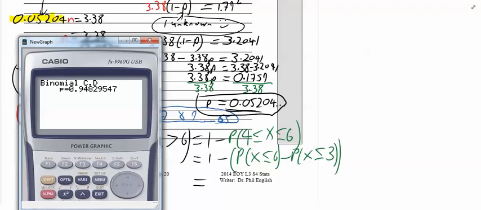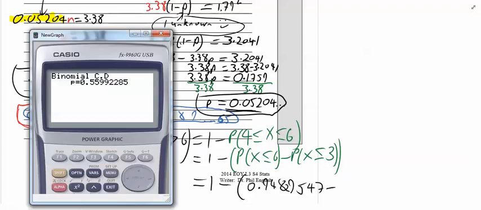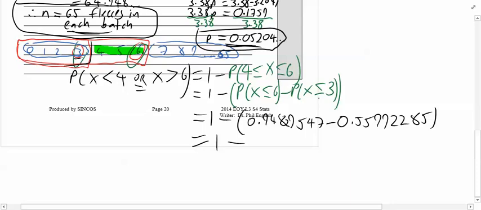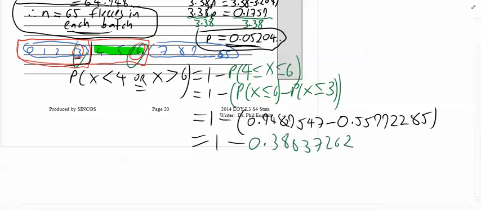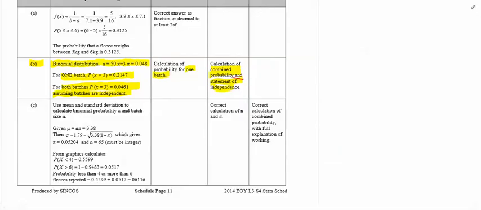And then I need to also subtract from that the probability of x being less than or equal to 3. So that's 0.55992285, which equals 1 minus the answer to that, the part in brackets. So 1 minus 0.388, etc. And we get 0.6116 to four significant figures. So let's have a look at the marking schedule.